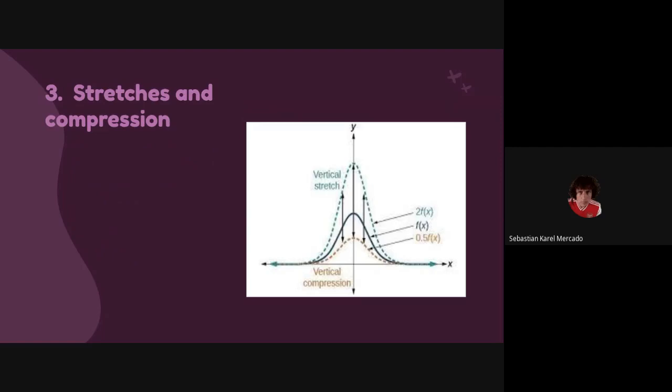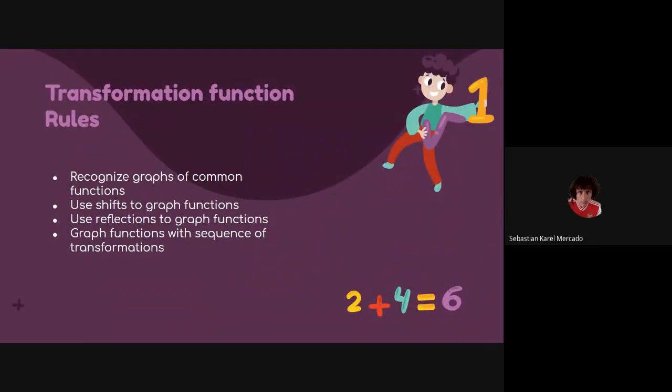Transformations are used to change the graph of a parent function into the graph of a more complex function. There are some things that need to be considered when you're doing transformation function. You need to recognize graphs of common functions, use shift to graph functions, use reflection to graph functions, and the last one is graph functions with a sequence of transformations.